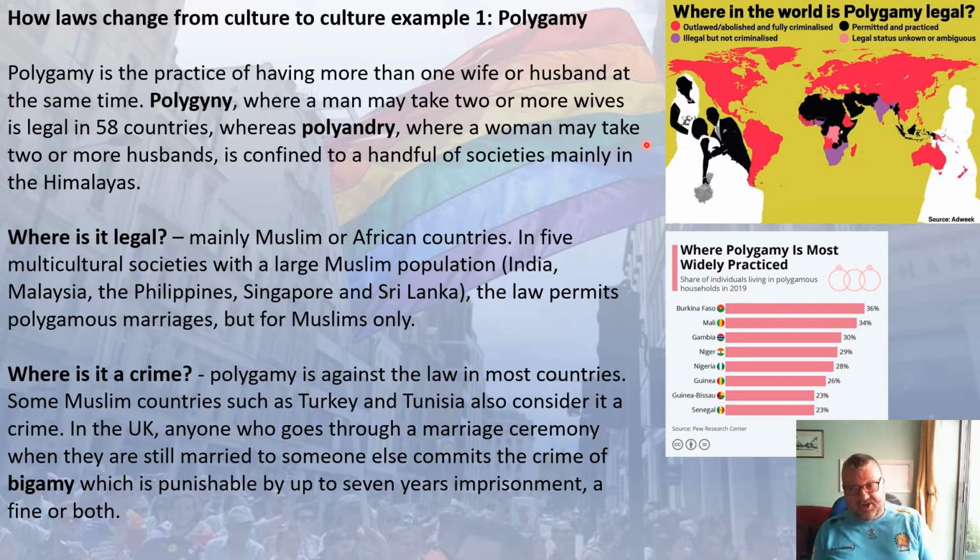In our country, if anyone goes through a marriage ceremony when they're still married to someone else, they're committing the crime of bigamy. Again, I'm going to go back to these technical words. If you can learn these technical words, you pick up more examples, more marks in an exam. So use the word bigamy. And the crime of bigamy is punishable in this country up to 7 years imprisonment, a fine, or both. So there you go. So that's polygamy.